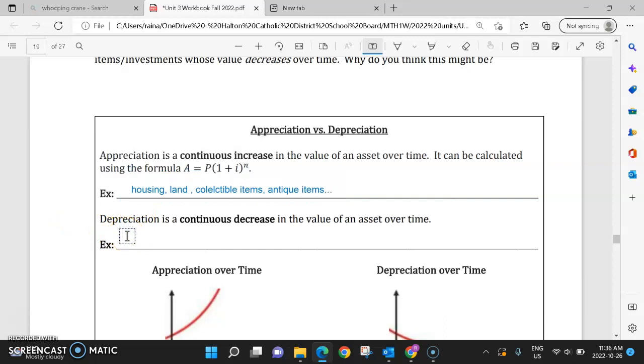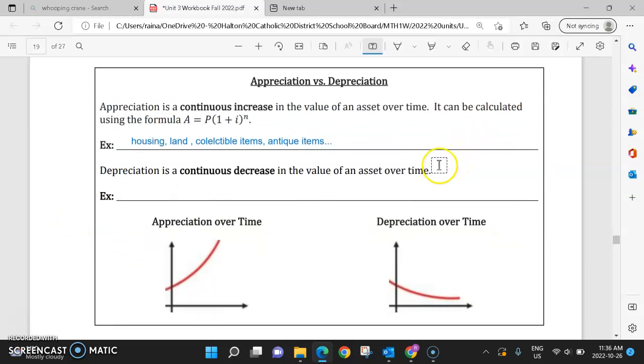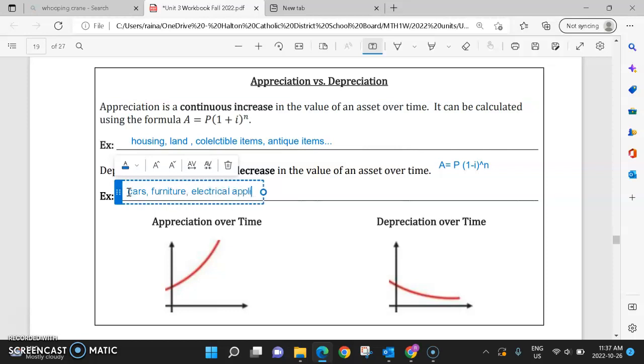Depreciation is a continuous decrease in the value of an asset over time. The way this is calculated is, again, using the same compound interest formula, except in this case, since the value of the item is decreasing, you would subtract the rate of interest and then raise it to the same period of time, so to the power of n. Some examples here that you could include are cars, furniture, electrical appliances, right? And that includes your phone and any of those items that are considered consumables, okay?